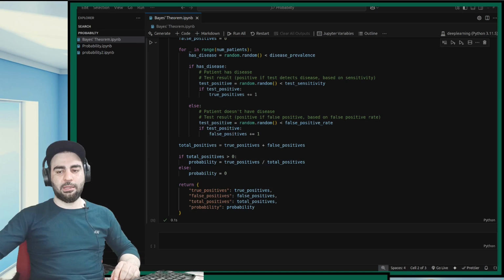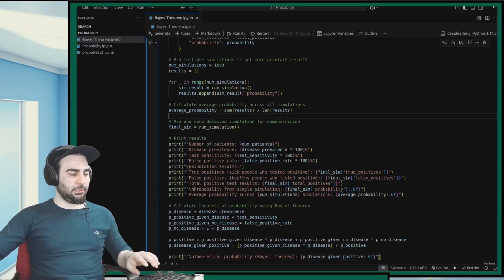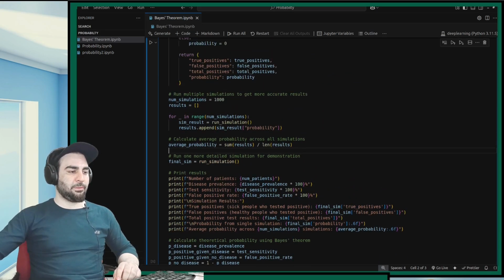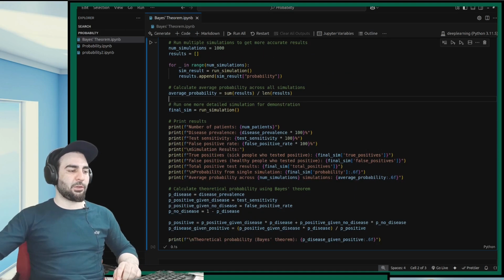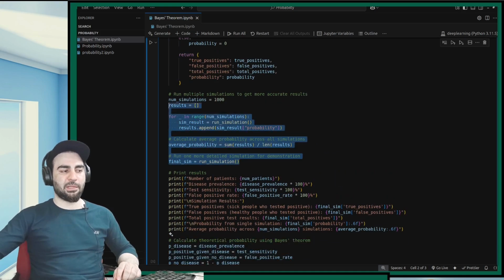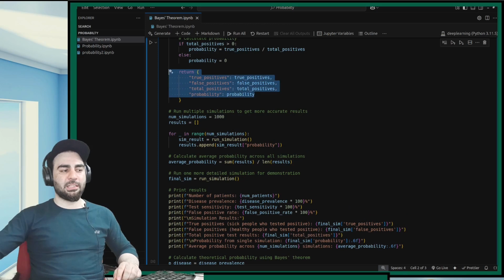Then I'll run the simulation. Here I'll paste the code for running the simulation. So here you can see this. I think I have also performed the calculation from the theoretical Bayes theorem. So this is theoretically what Bayes theorem is saying. I'm again using the same formula, and this is the simulation part. I'm giving 100 this, and I'm storing all the results and giving the probability.